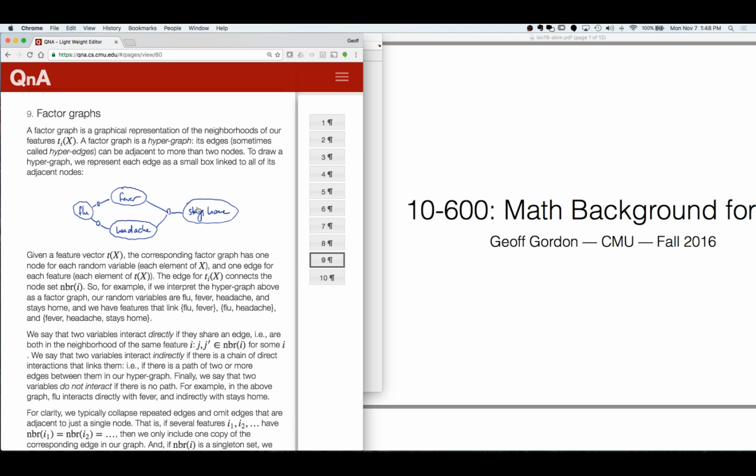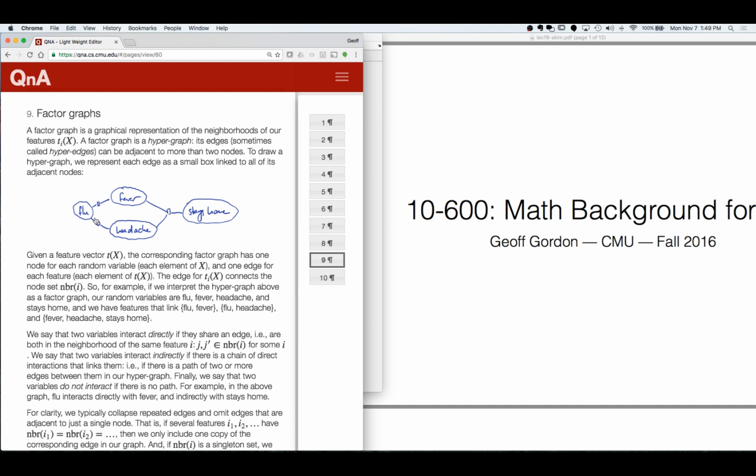And what this hypergraph represents is the neighborhoods of the features in our maxent model. So you remember the neighborhood of a feature is the set of variables that it depends on. So this means that we have a feature that depends on both flu and fever and on nothing else. And we have a feature that depends on both flu and headache and nothing else. And finally, we have a feature that depends on fever, headache, and stays home and nothing else. All right? So the factor graph basically just shows you graphically what are the neighborhoods of all of your random variables. And it lets you determine graphical interactions between the random variables.